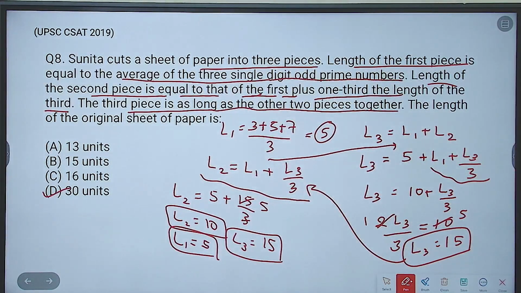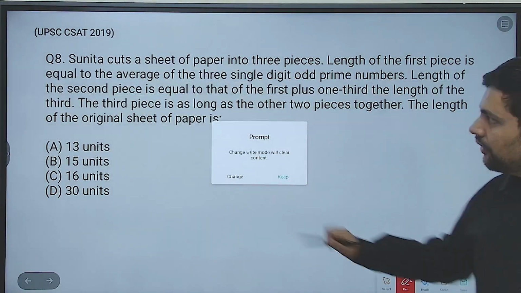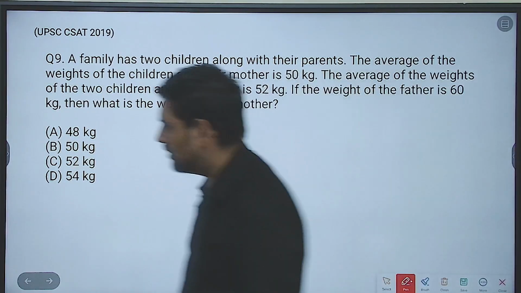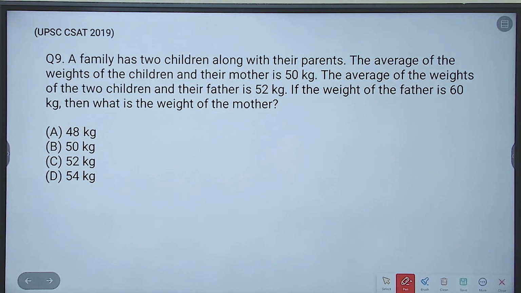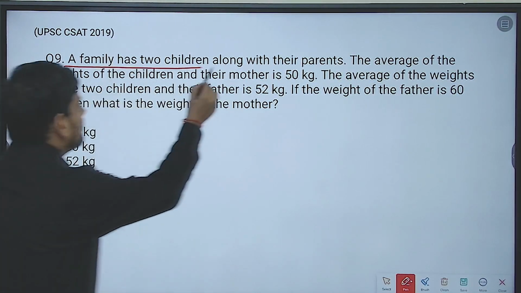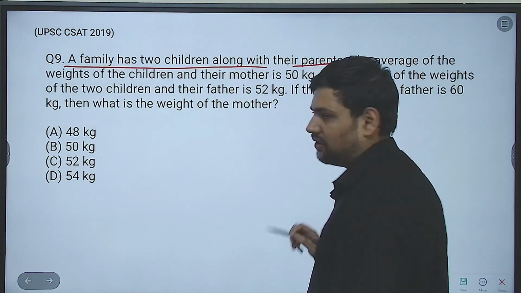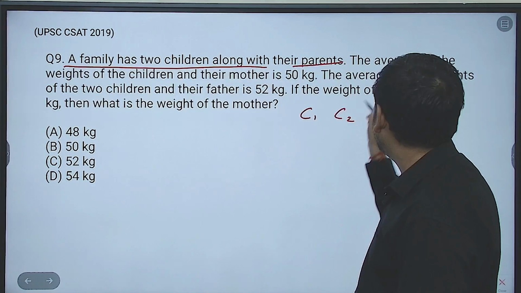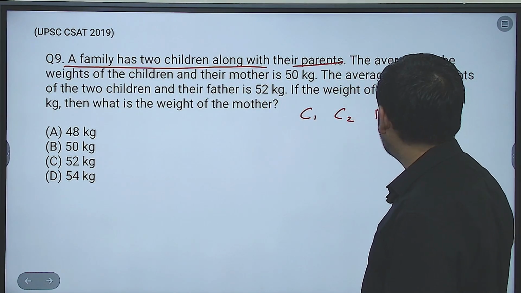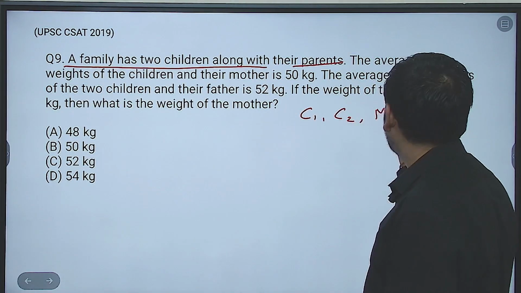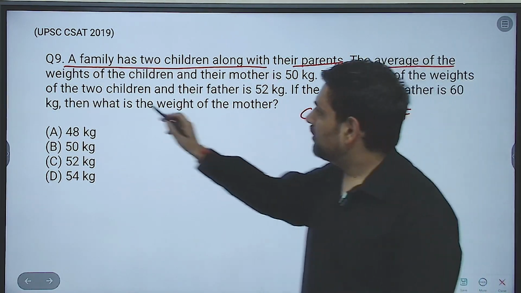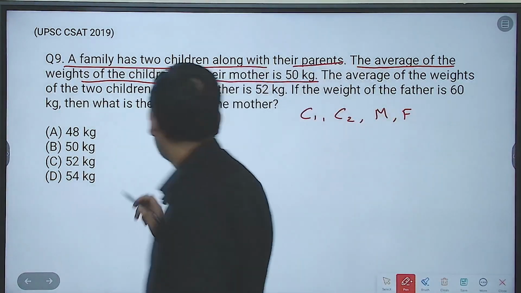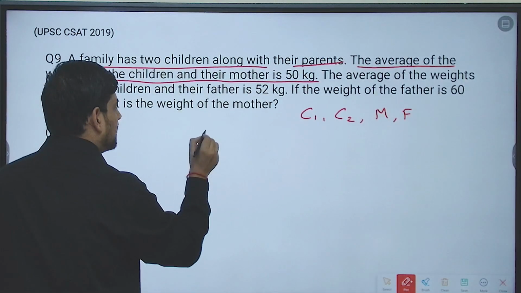Then let's do the next one. Now this is also easy. You can pause and try. What it says, a family has 2 children along with their parents. Okay, so there are 2 children. Let's call them C1, C2, and parents, so mother, father. Now the average weight of the children and their mother is 50 kg. So average weight of children and mother.